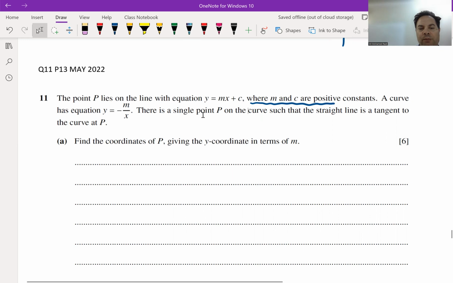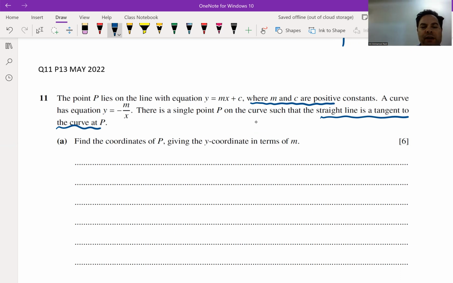There is a single point P on the curve such that the straight line is a tangent at P. Find the coordinates of P, giving your y coordinate in terms of m.